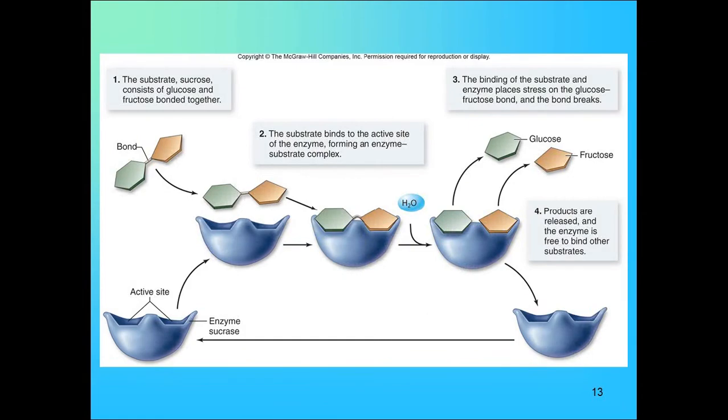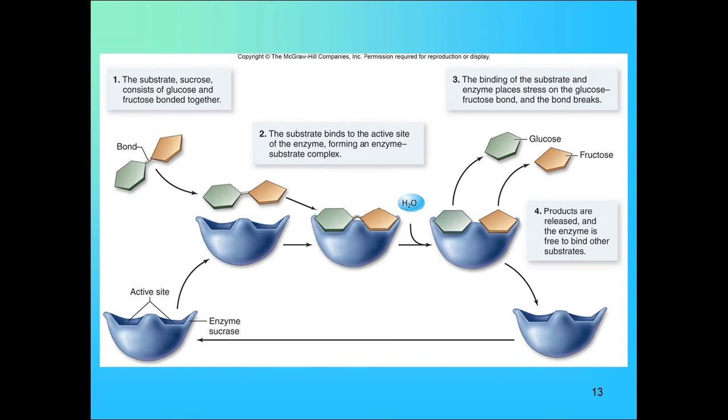This is an exploded version of how an enzyme works. So we're going to start with a substrate, which is sucrose. It's a disaccharide. Remember, we talked about those in Chapter 3. It is glucose and fructose bonded together. The substrate bonds to the active site, creating the enzyme-substrate complex.